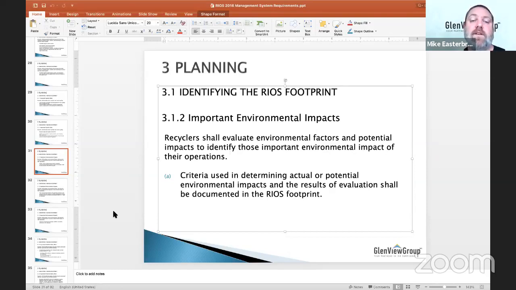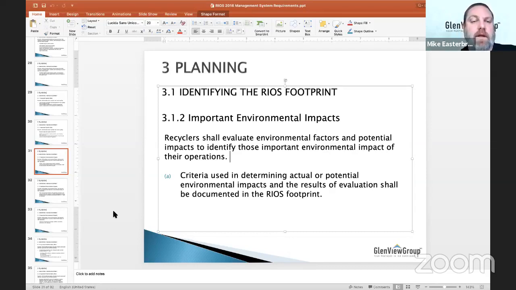It says criteria used in determining actual or potential environmental impacts, and the results of the evaluation shall be documented in the RIOS footprint. So whatever type of criteria you use, you need to make sure that it is kept as documented information, and you follow that criteria for scoring the environmental factors in determining potential or actual impacts. So even though it says that just the criteria needs to be documented, I think it's safe to say that as a general rule, your identification of the environmental factors and impacts should also be documented, right?